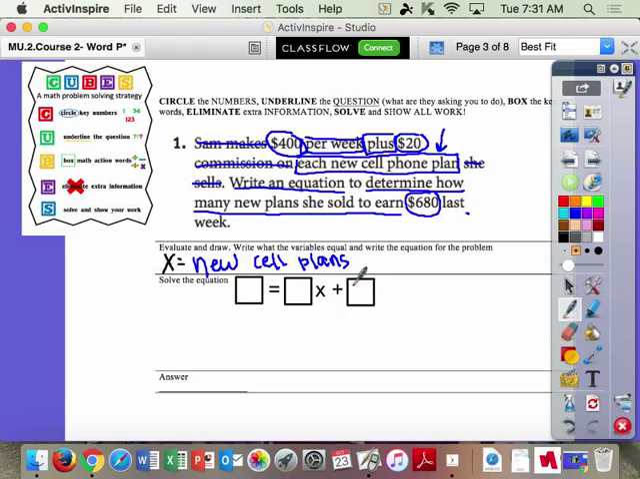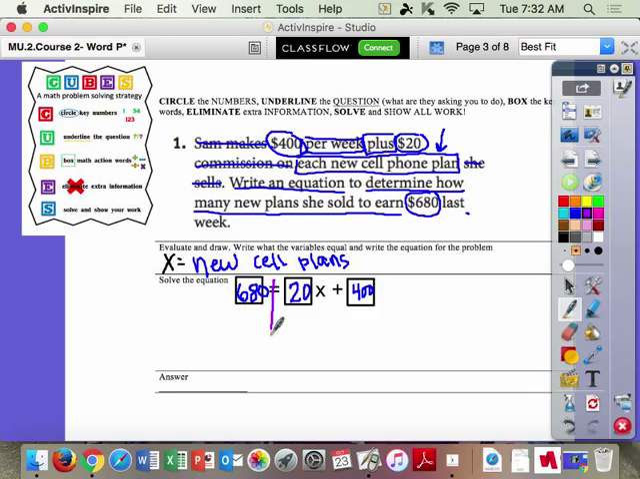So this 400 is actually going to go here. It's kind of our base, right? No matter what she does, she's going to make $400. Then she's going to have $20 for each new plan she sells. So say she sells 1, then she'd get an extra 20, 2, an extra 40, 3, an extra 60, so on and so forth. All right? Then last week, she got on her check $680.